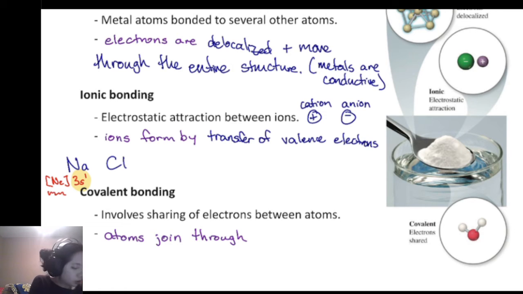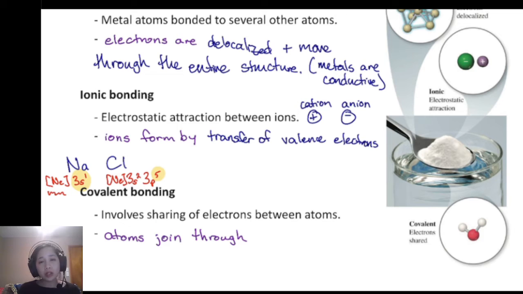Now let's look at chlorine. Chlorine also has a neon core. It has a 3s2, 3p5. So the neutral chlorine atom has an incomplete valence shell. In order to get a noble gas configuration, chlorine needs to gain one more electron in its p shell. You can see that here: it's 3p5. So chlorine is going to tend to gain one extra electron to become chloride.